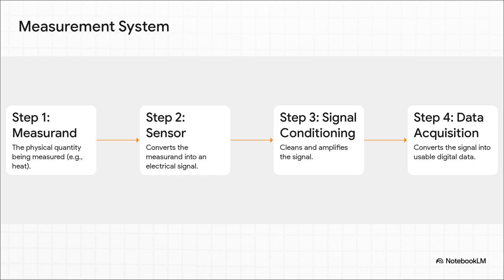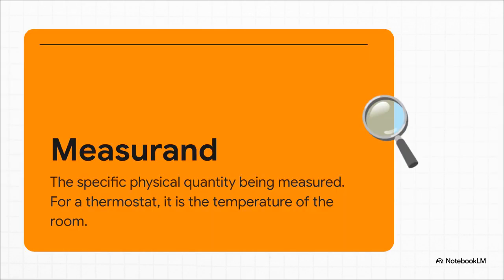First, we figure out the thing we actually want to measure. Then, we use a sensor to translate it. After that, we clean up that translation. And finally, we turn it into data that's actually useful. Let's walk through each one using our trusty thermostat as a guide. Okay, first up, the measurand. Now, this is just a fancy technical term for the thing you care about. That's it. It's the specific physical property you're trying to put a number on. For our smart thermostat, the measurand is super simple. It's just the temperature of the air in the room.